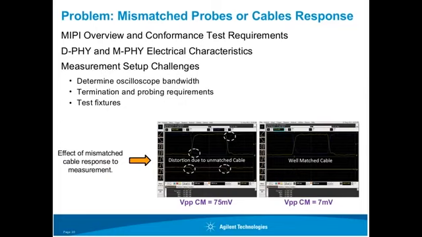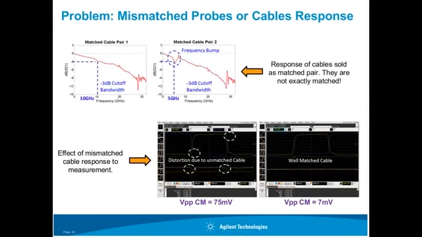So how many times have you actually picked up a pair of matched cables or probes in the lab and later found out that their responses are not matched? The two plots at the top show the response of a matched cable pair that do not have similar responses. The first cable shows a typical insertion loss performance with a bandwidth of 10 GHz, but the second cable shows a huge frequency bump, reducing the bandwidth to about 5 GHz.